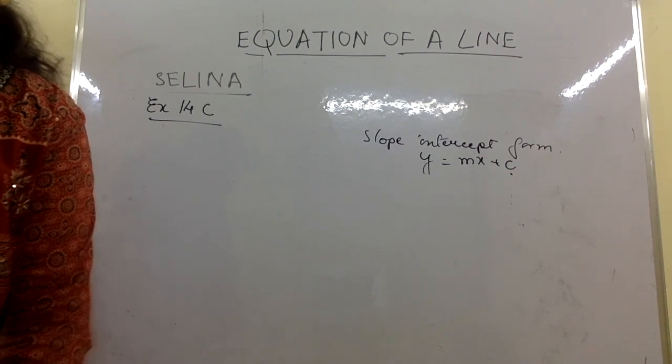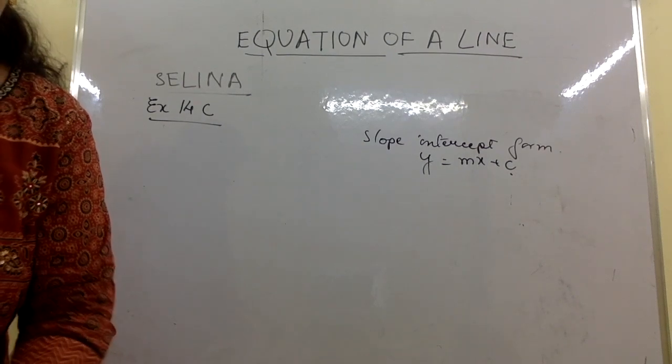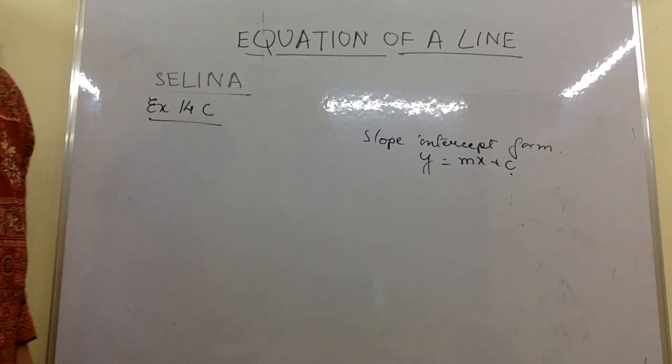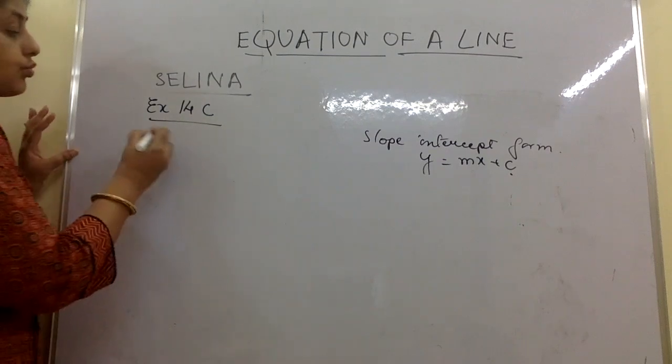Now I am taking up questions from exercise 14C. Find the equation of the line whose y-intercept is 2.